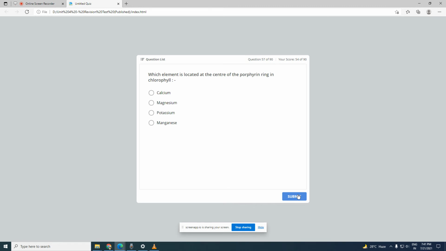Next question. Which element is located at the center of the porphyrin ring in the chlorophyll? Is it calcium, magnesium, potassium, manganese? Which is the right one for the 57th question?